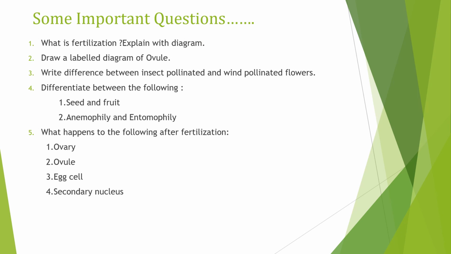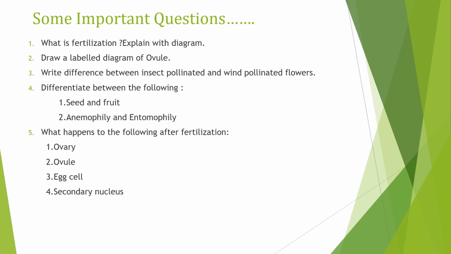Here are some important questions. So you can answer these questions in your notebooks. Number 1. What is fertilization? Explain with diagram. Number 2. Draw a labeled diagram of ovule. Number 3. Write difference between insect pollinated and wind pollinated flowers.